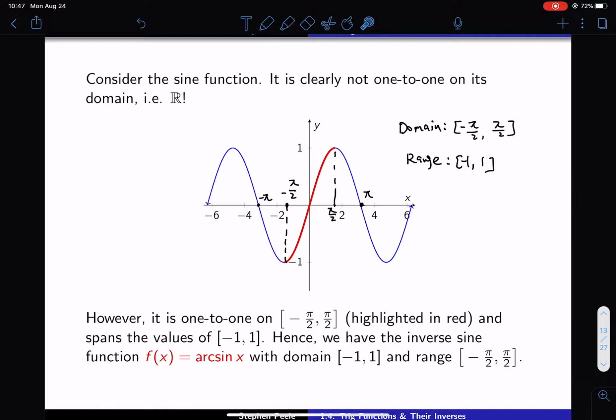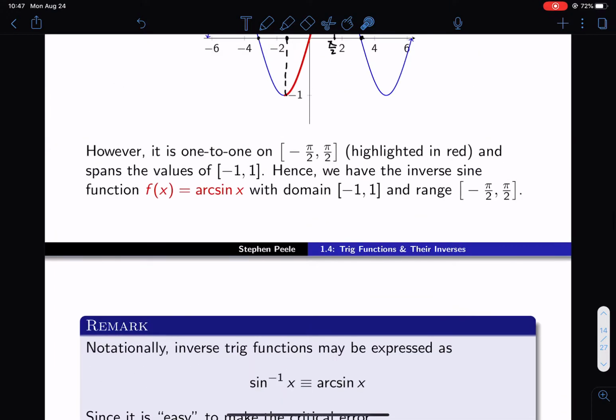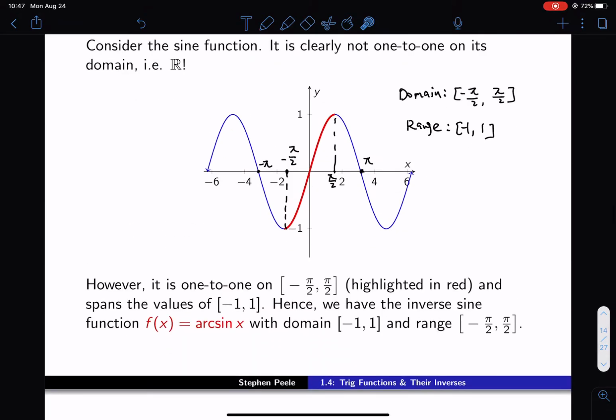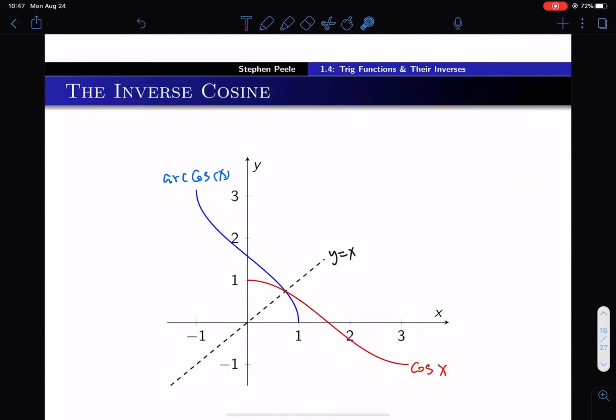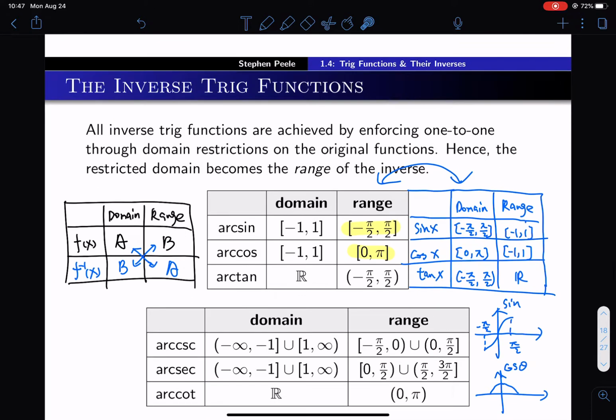Then for the inverse function, we have 2 ways to represent it. The first one is arcsine, and the second one is sine inverse of x. So they are the same thing. For the test exam, most of the time we use arcsine. Just remember, for the sine function, if the domain is this one, then for the inverse function, that is the range. Similarly, if this is the range of the sine function, then for the inverse function, it's the domain.